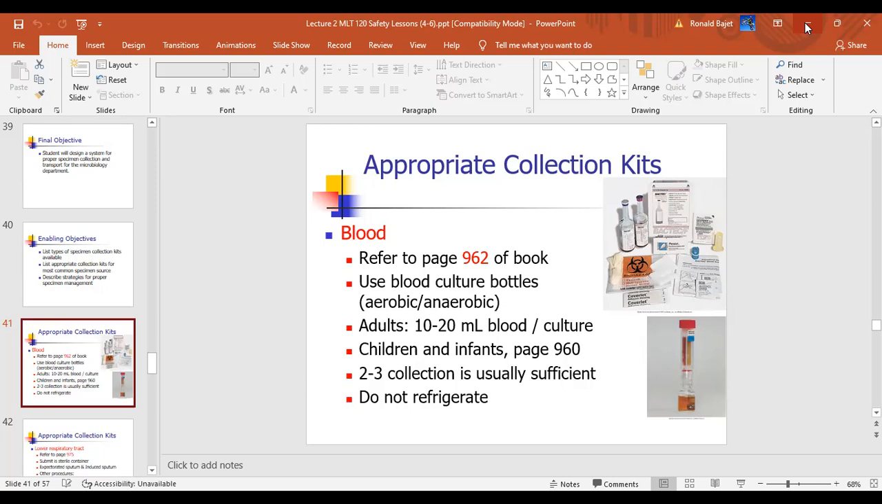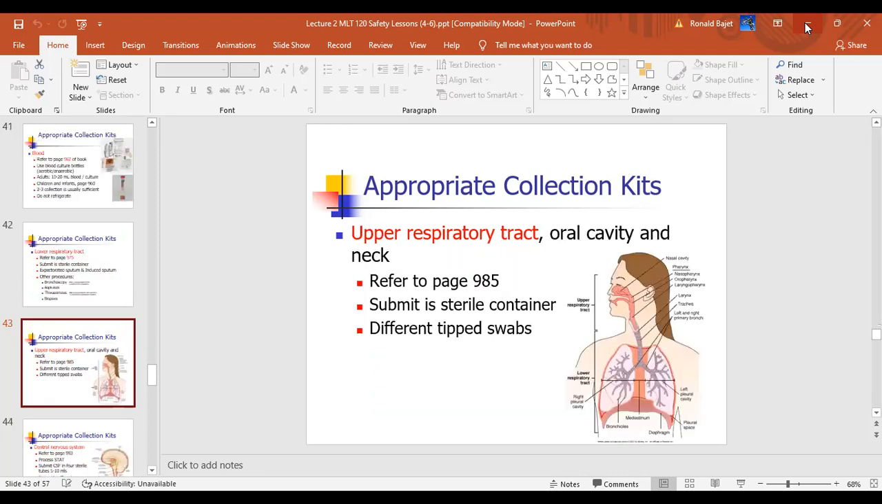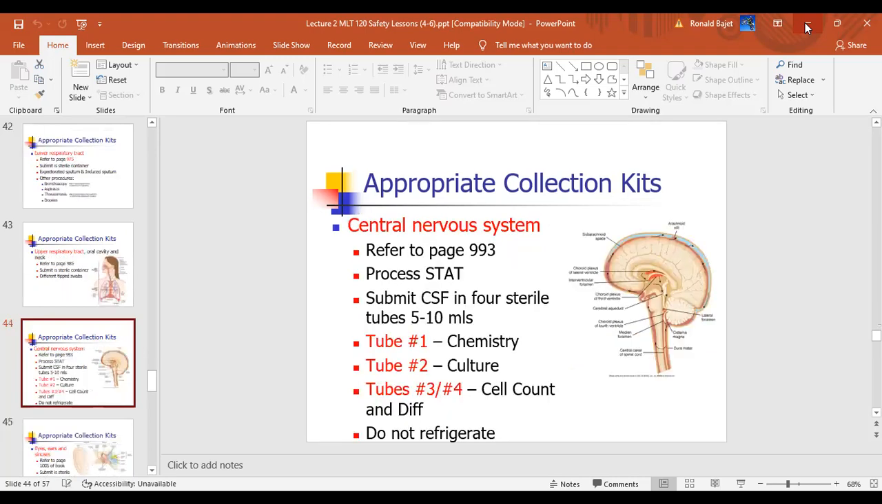The lower respiratory tract is your deep respiratory tract, submitted in a sterile container. Expectorated sputum or induced sputum, that's a type of specimen. Bronchoscopy, aspirates, thoracentesis, and biopsy are all specimens of the lower respiratory tract. The upper respiratory tract is a little easier to collect. Submit those specimens in a sterile container or with different tip swabs. That's the respiratory tract, and urine specimens are the two common specimens received in the laboratory.